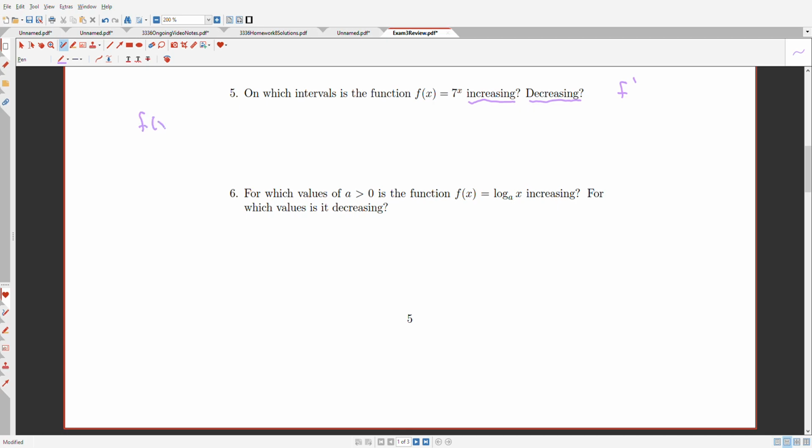If f of x is 7 to the x, then f prime of x is just the natural log of 7 times 7 to the x. So here's the point. This is the natural log of 7 times a positive number. Why is 7 to the x positive? Because it's 7 to a power. There's no number you can put in for x that will make 7 to the x negative. And the natural log of 7 is also positive. Why is the natural log of 7 positive? Well, let me sketch a little graph of the natural log function.